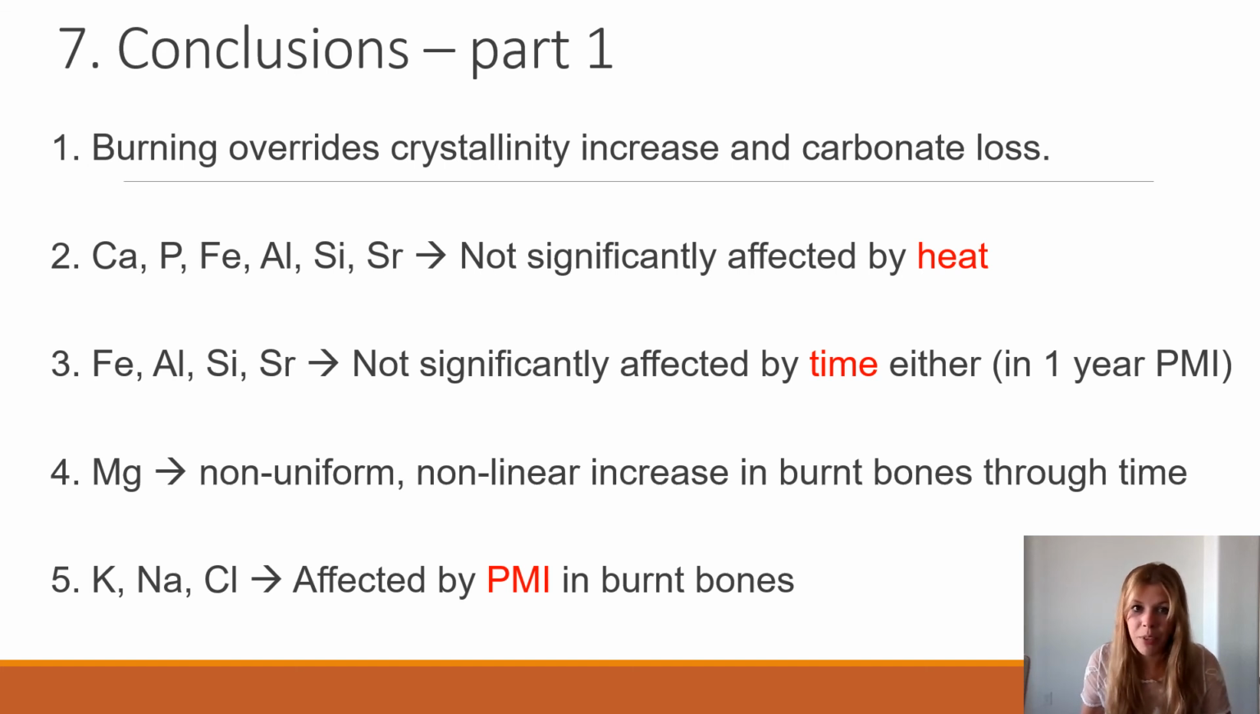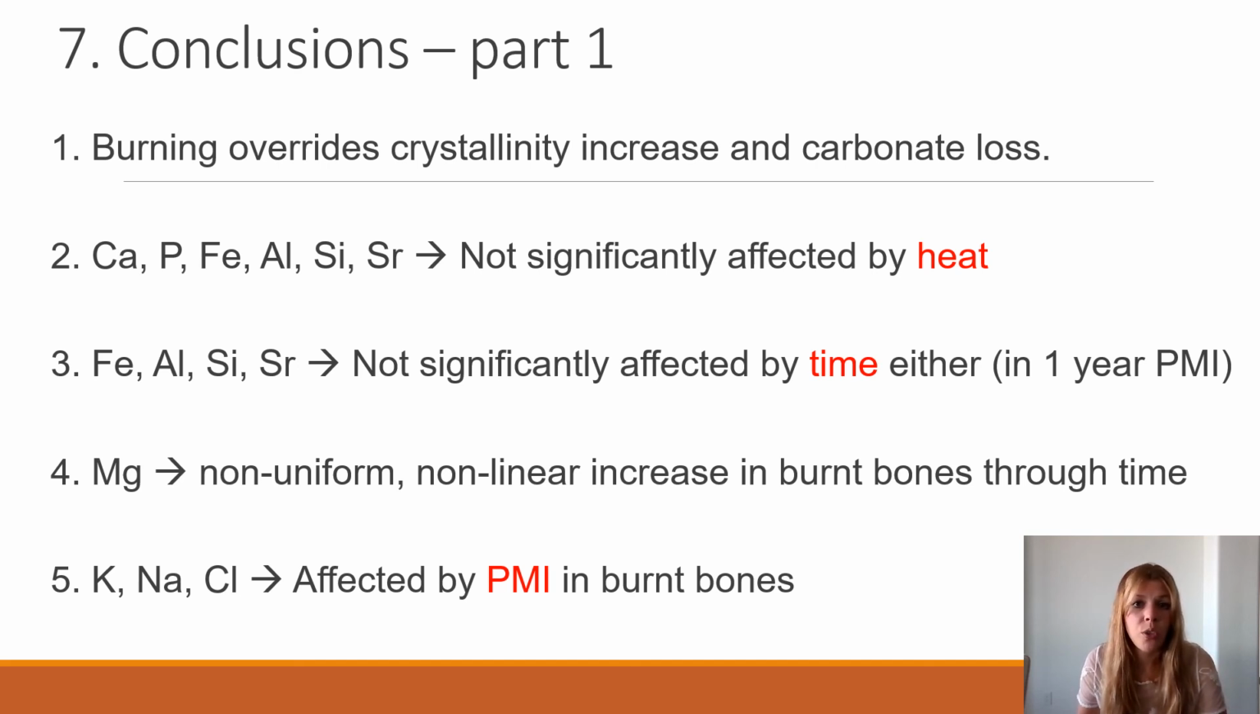Okay, so let's sum up the findings. The first conclusion is that burning overrides the crystallinity increase and the loss of carbonate, which happened in the first 1 year post-mortem. Calcium, phosphorus, iron, aluminium, silicon, and strontium were not significantly affected by burning at a maximum of 750 degrees. Iron, aluminium, silicon, and strontium were not associated with time either in the first 1 year post-mortem interval.